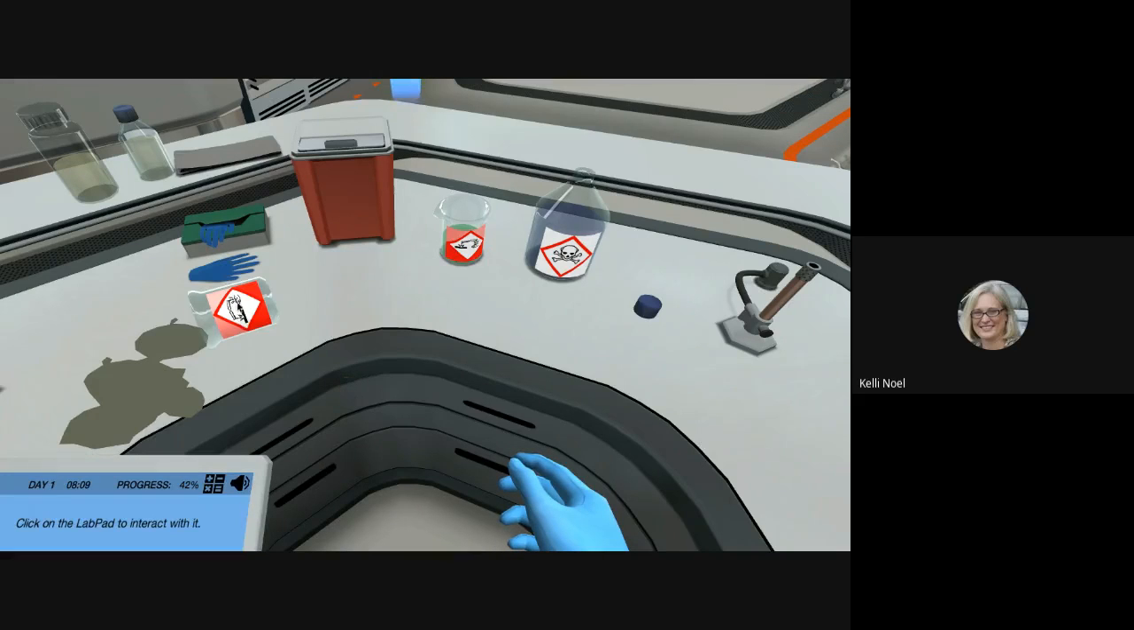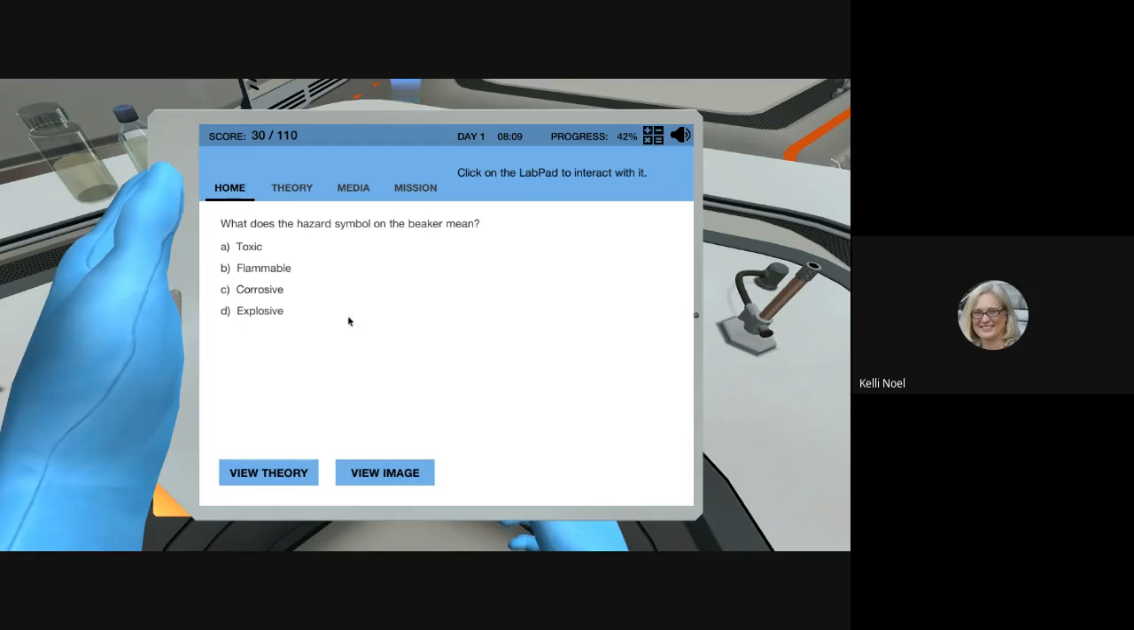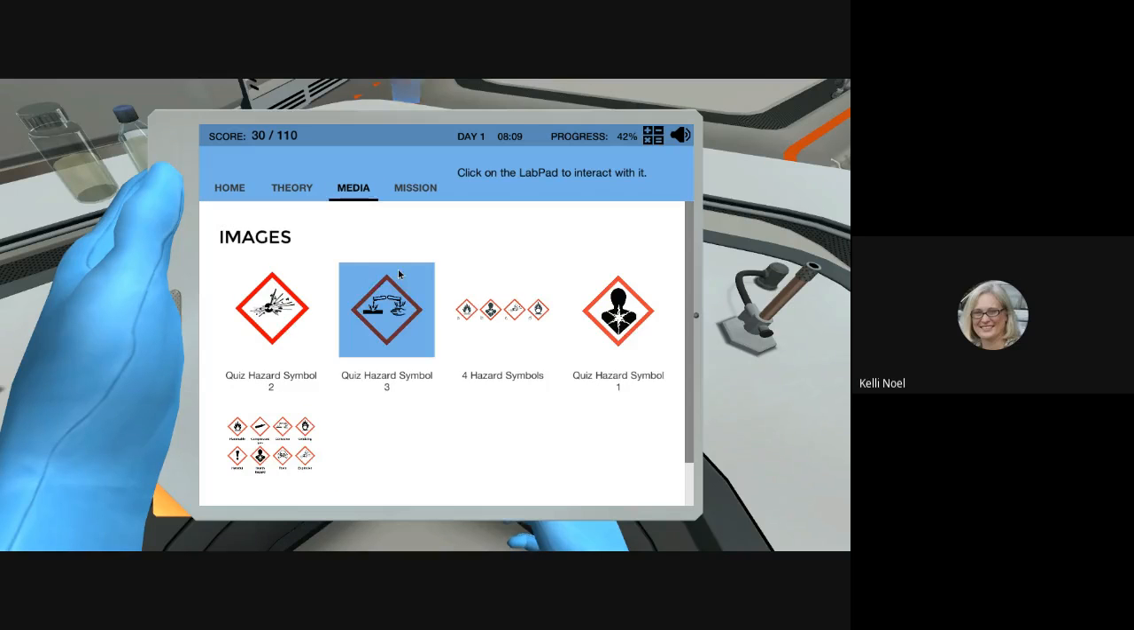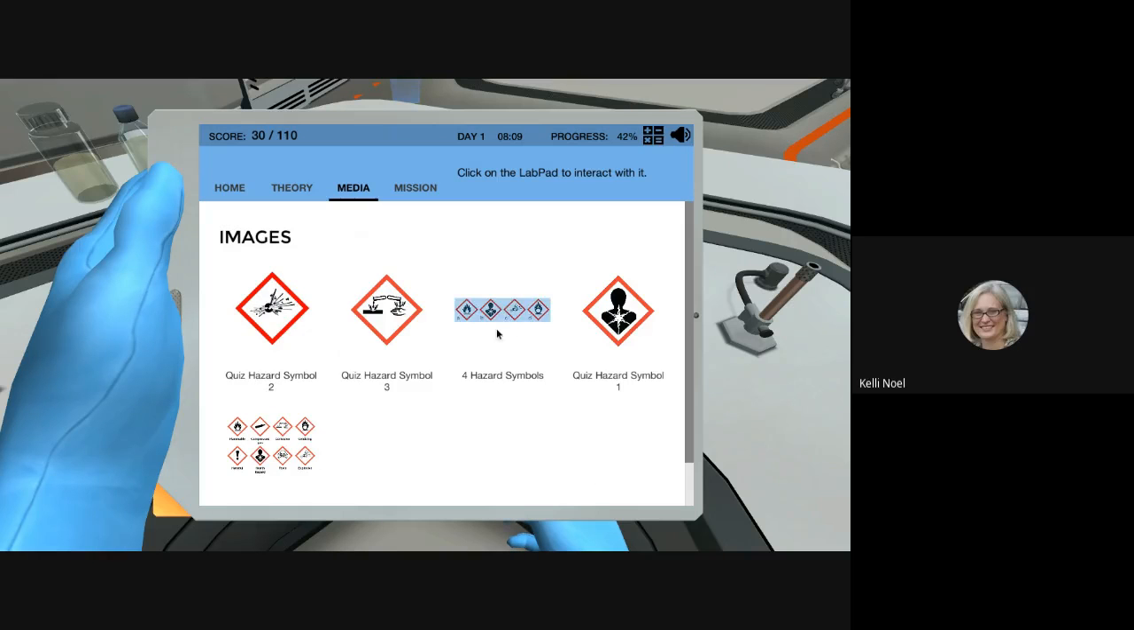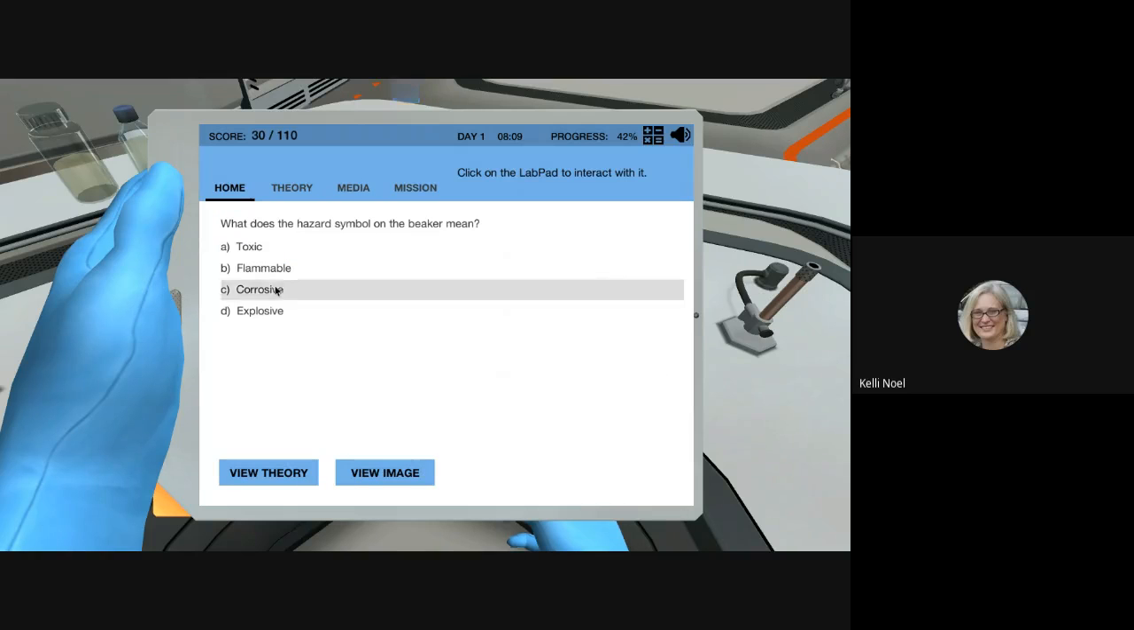What does the hazard symbol on the beaker mean? Again, if you forgot what it was, you go here, and I would go to all of these, and it's corrosive. Typically, that means it's a strong acid or base. So go back to home. You would click corrosive. This is a corrosive chemical. We are dealing with either an acid or a base. You can use a pH indicator to figure out what it is.